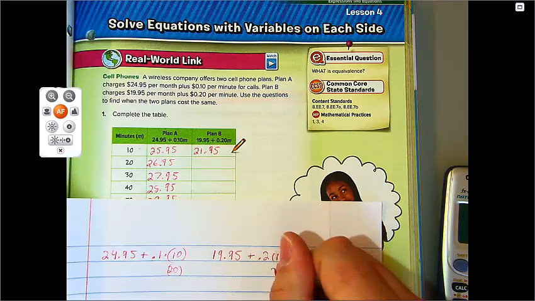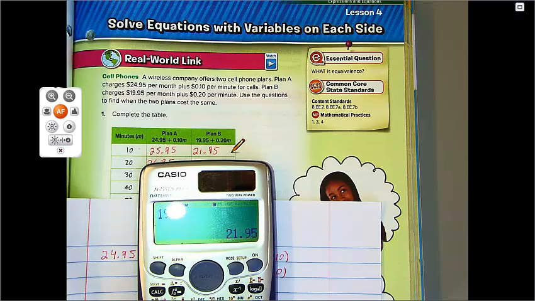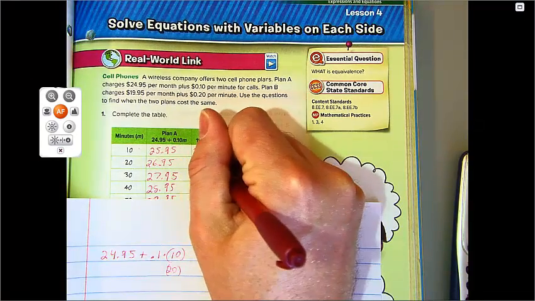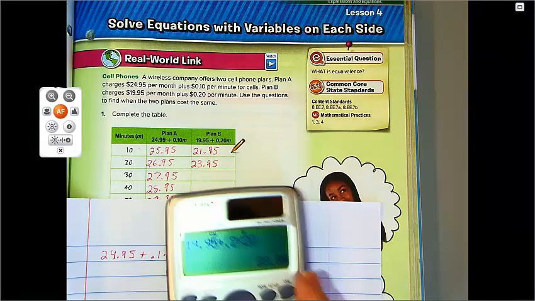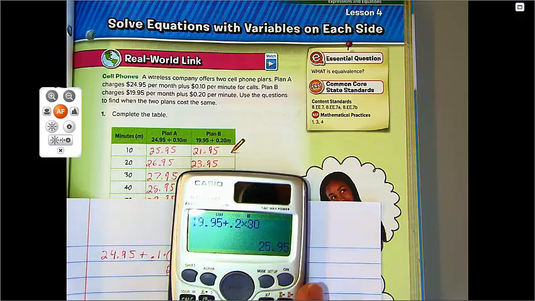Then we're going to plug in a 20 and have the same start. So we have $19.95 plus 0.2 times 20. We get $23.95. Then we do it again: $19.95 plus 0.2, this time times 30 for 30 minutes. So we have $25.95.